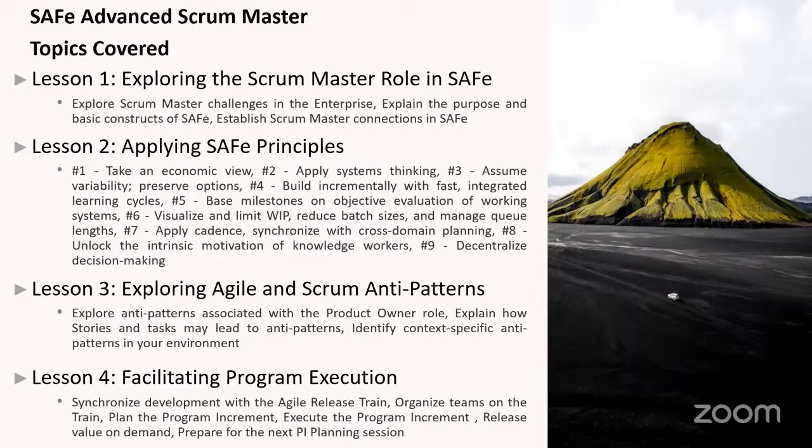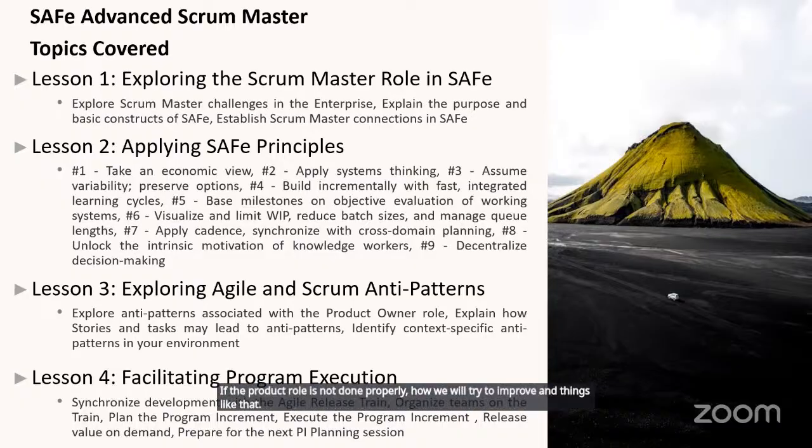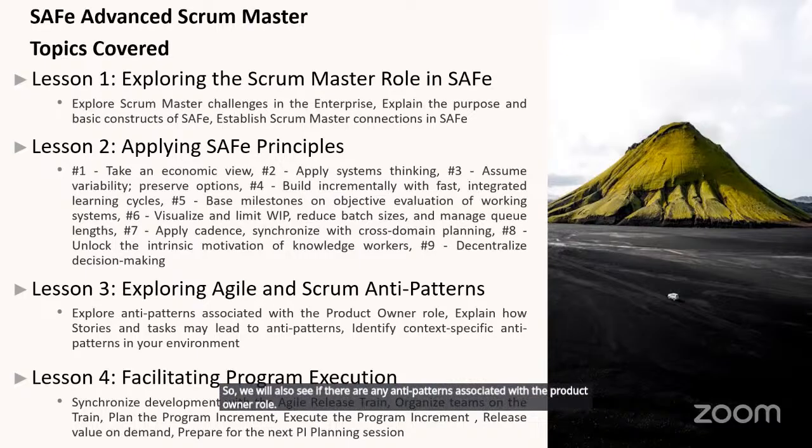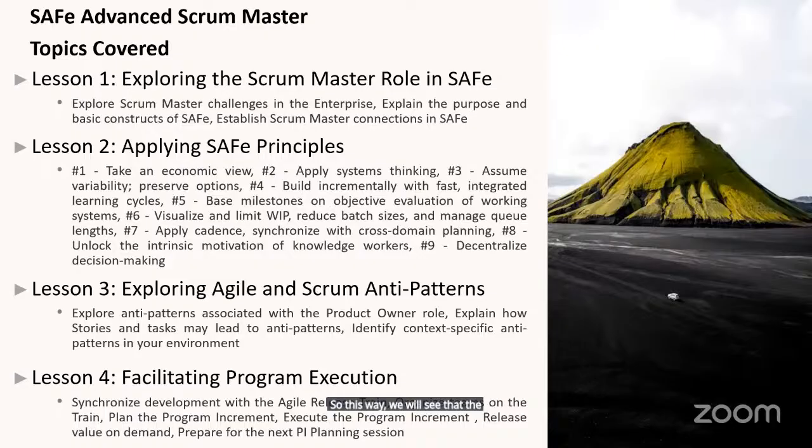In lesson 3, we'll be looking at exploring Agile and Scrum anti-patterns. So if we don't do the work properly, how the delivery will be affected. If the product owner role is not done properly, how we will try to improve and things like that. So we look at lesson 3, exploring Agile and Scrum anti-patterns. So we will also see if there are any anti-patterns associated with the product owner role. So this way we will see that the anti-patterns are addressed effectively.